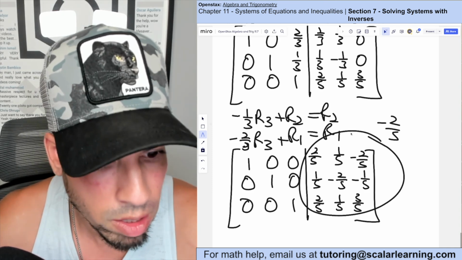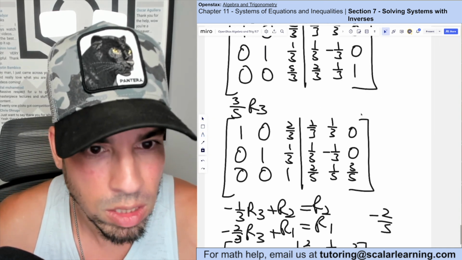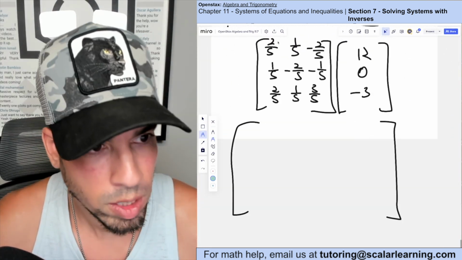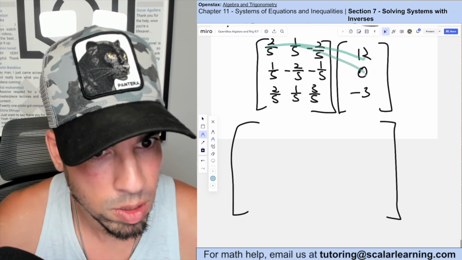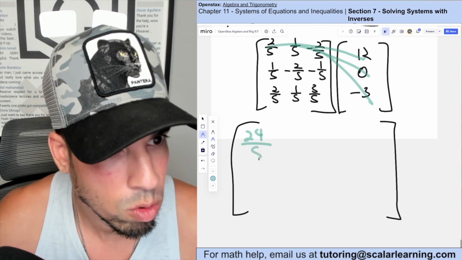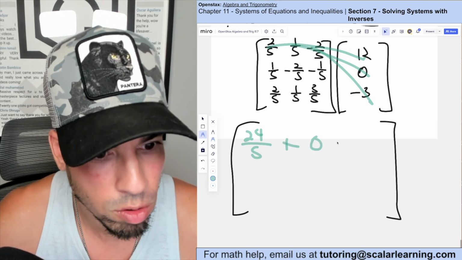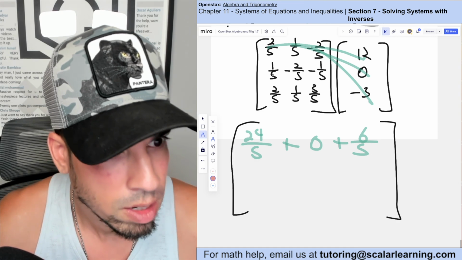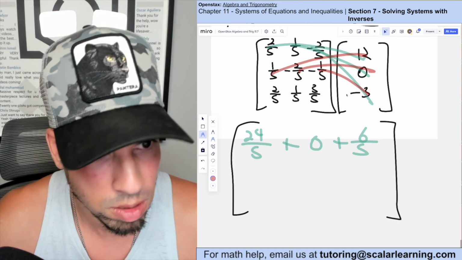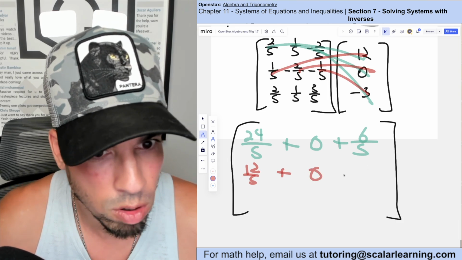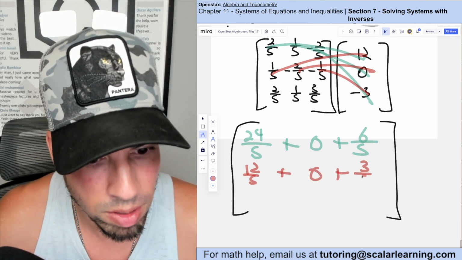Okay, we got our inverse matrix, and we need to multiply it by this nice one up here, 12, 0, negative 3. So we're going to do a little color coding. This times this, plus this times this, plus this times this. That is 24 over 5 plus 0 plus 6 over 5. Next row, we've got this times this, plus this times this, plus this times this. That is 12/5 plus 0 plus 3/5.